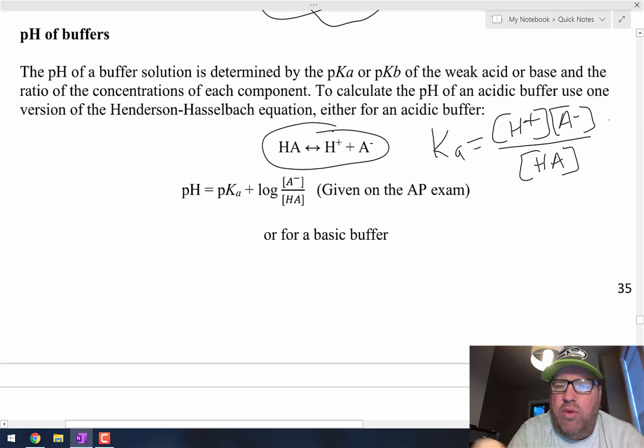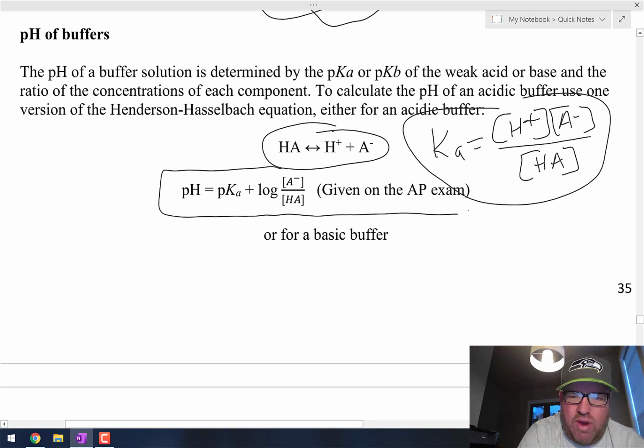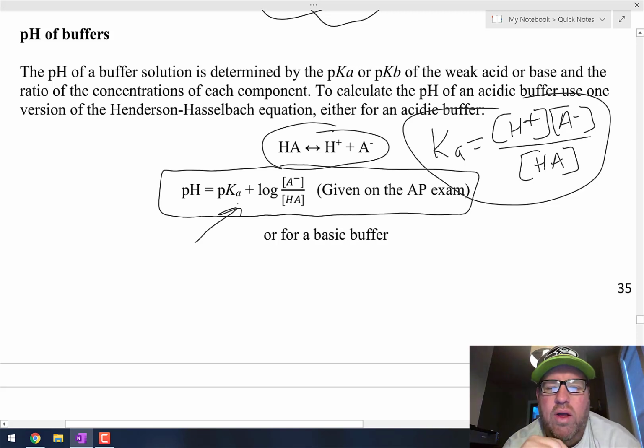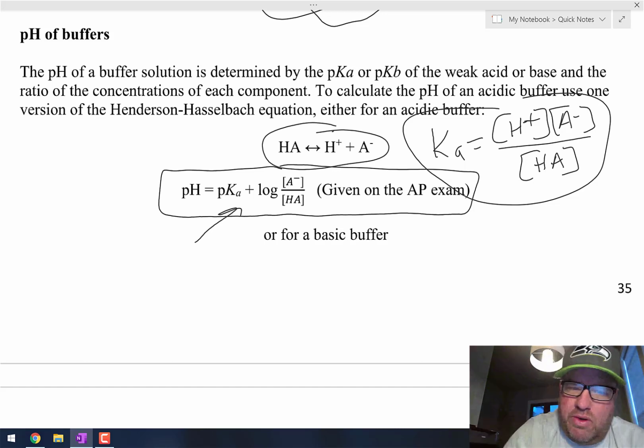Now, if we rearrange this equation a little bit and then take the negative log of everything, and again, you don't need to know how to do that, but if you start with this, rearrange it, and take the negative log of everything, you end up with this equation right here. This is the last equation that we need to know, the only equation on the equation sheet that we haven't discussed yet that you absolutely need to know how to use. This is a super important equation.